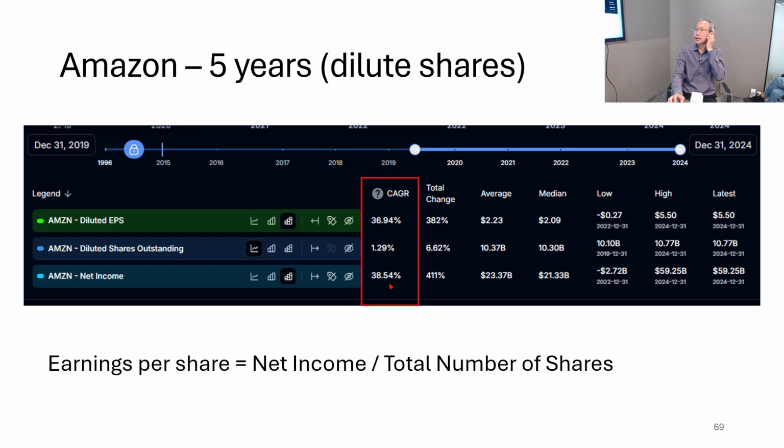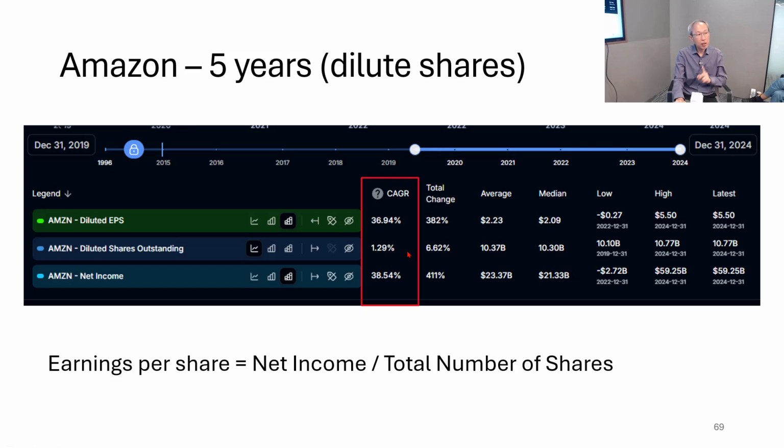Now you'll notice that the earnings per share and net income are not the same. In fact, the earnings per share is slightly below the net income. The reason is that the number of shares outstanding is increasing every year by 1.3%. So Amazon is actually diluting shares.